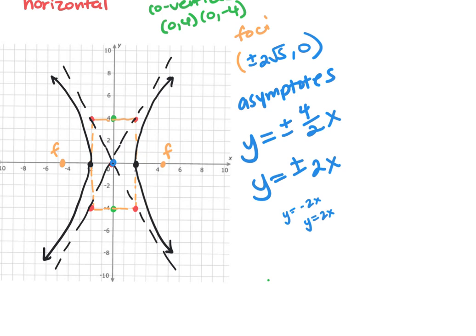Positive 2x would start at 0, go up 2 and over 1, up 2 and over 1, and I would get that same line. Negative 2x would start at 0, 0, go down 2 and to the right 1 again, and I'd get that same line. So I recommend the box because I think it's easier, especially if we shift this off of center, but you can also use the equations of the line.